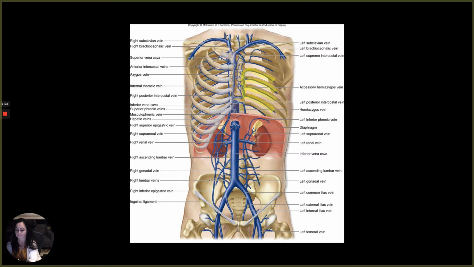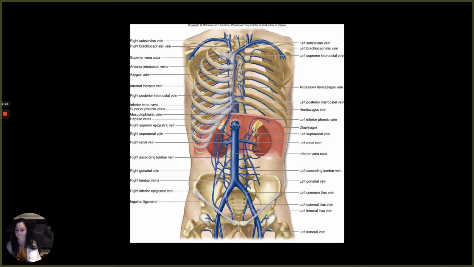This vessel is called the accessory hemiazygous vein. And then from the accessory hemiazygous vein, it is going to go up the azygous vein and then dump into the superior vena cava. Okay, so one more time. From the intercostal veins to the accessory hemiazygous, to the azygous, to the superior vena cava. Okay, all right, so that's the left side.